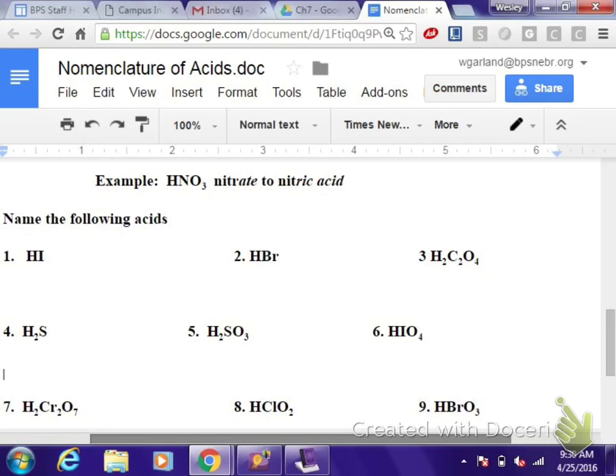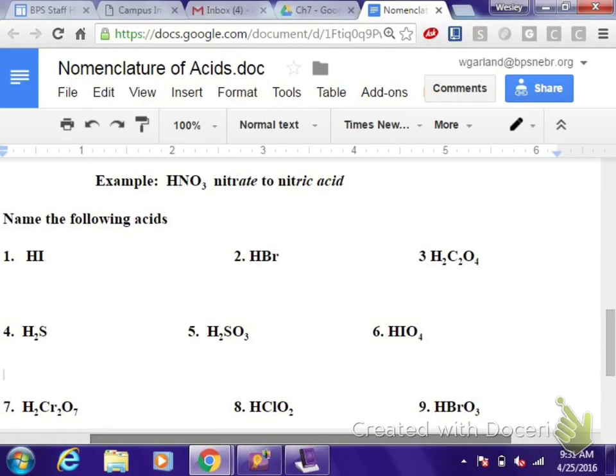Now, a lot of people will put hydrosulfic, okay? But they include the UR on that one. Phosphorus is the same way. If you have that one, it's phosphoric, it's not phosphorus. Okay? Hydro, then sulfur, like the word sulfur, and then IC acid.